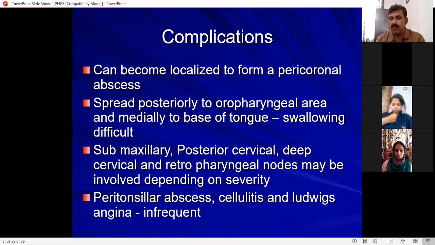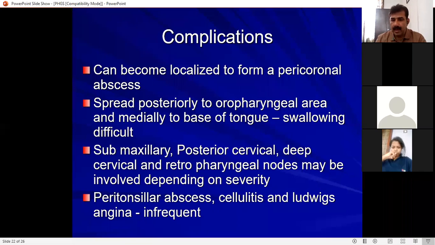It can become localized to form a pericoronal abscess, and it can spread posteriorly to the oropharyngeal area and medially to the base of the tongue, which really makes swallowing difficult. All the lymph nodes, the submaxillary lymph node, the posterior cervical, deep cervical, retropharyngeal nodes, may be involved depending on how severe the lesion is. And this may continue to become a peritonsillar abscess, or it may spread to become a cellulitis and or a Ludwig's angina, which is very infrequent.